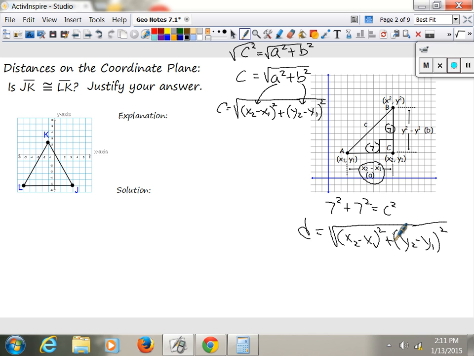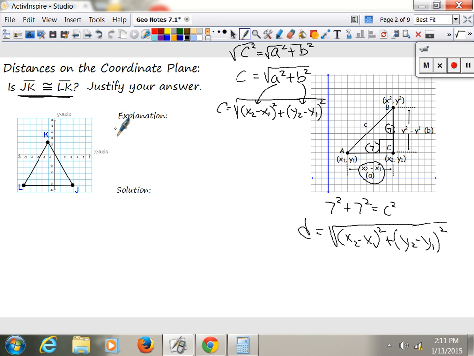Now, let's get to today's examples. I was just showing you how they came up with the distance formula, how they use the Pythagorean theorem to do it. Now, on this one, it's asking us, is JK congruent to LK? Is this side congruent to this side?